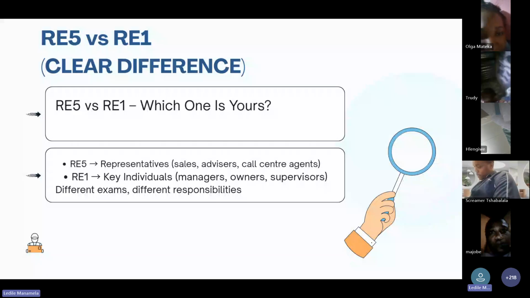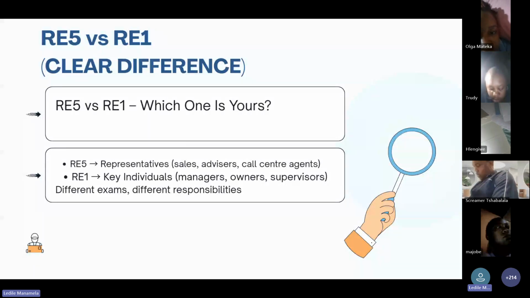RE, basically a key individual. I'll give you an example when it comes to RE. Let's say now my long-term goal is to have maybe an insurance company whereby we sell insurance, maybe your car insurance, building insurance, vehicle covers, and so on. So for me to have that company, I must first write my RE1 exams. Then I can actually be able to run that company.